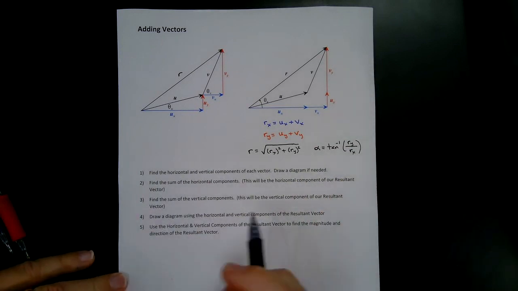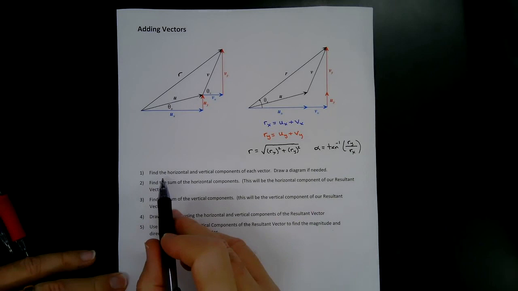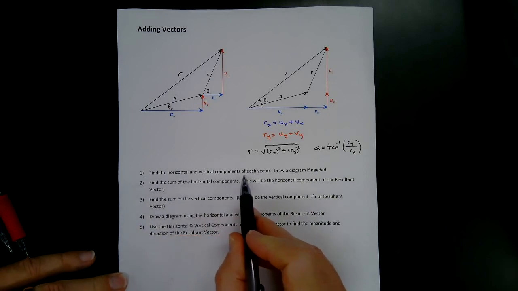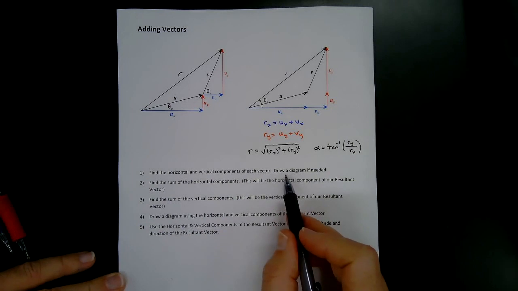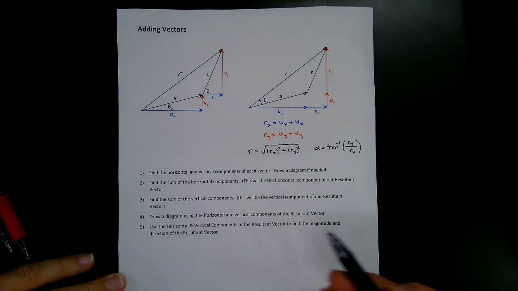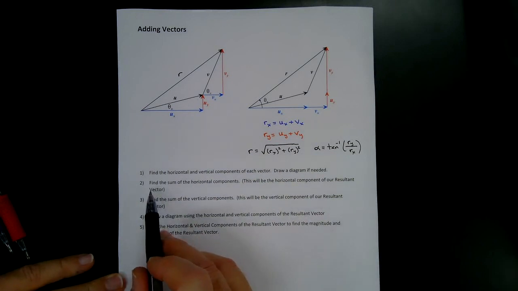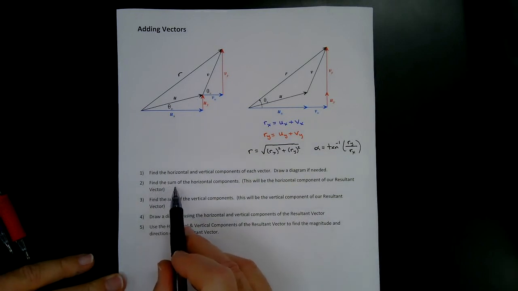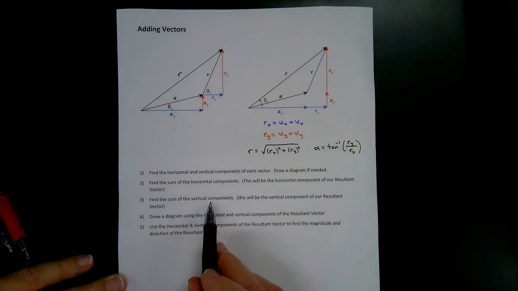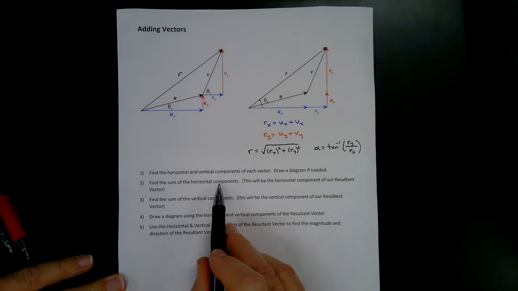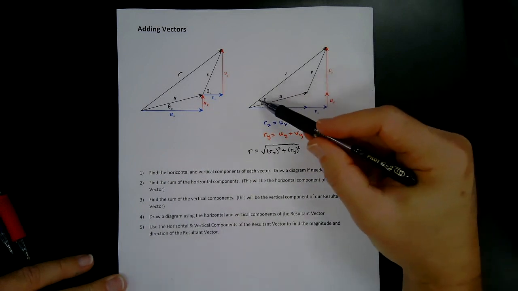So these are the steps that I've lined out for you guys. Okay, so we want to find the horizontal and vertical components of each vector. Sometimes if it's a description, we're going to have to figure out what the direction angle is for each of these. Okay, I have an example that I'll do with you guys. And then we want to find the sum of the horizontal components. And then we're going to want to find the sum of the vertical components, because that will be the horizontal and vertical components of our resultant vector.